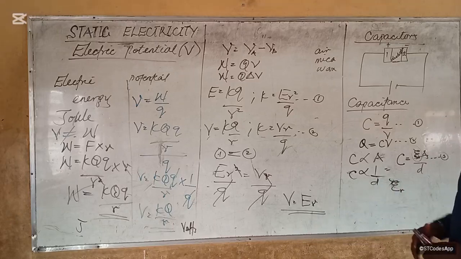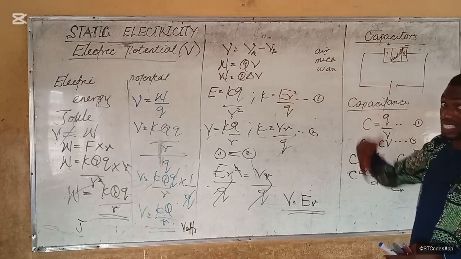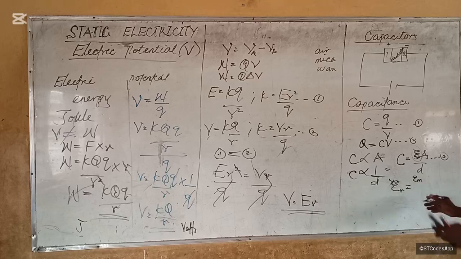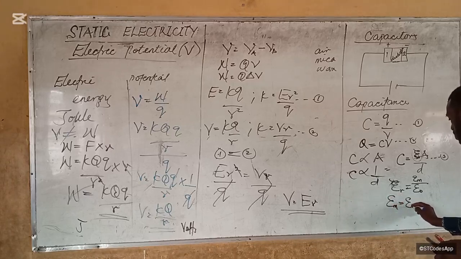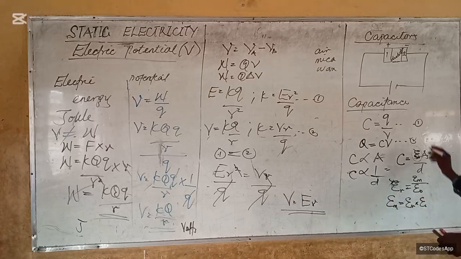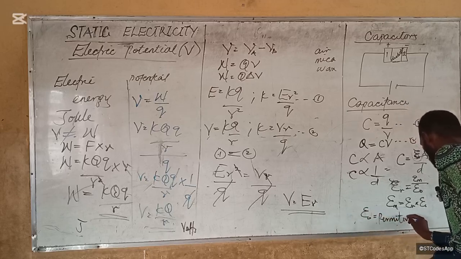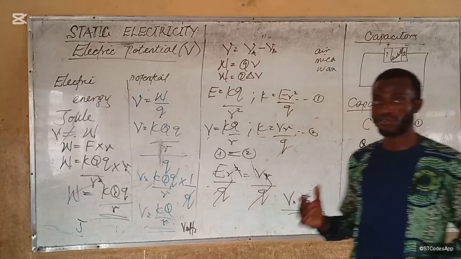When you say something is relative, you compare the permittivity of that thing to a standard permittivity. So the relative permittivity is the permittivity of that medium or material over the permittivity of free space. The permittivity of free space is epsilon naught. So the permittivity of a medium is the relative permittivity times the permittivity of free space. Epsilon naught is the permittivity of free space, or vacuum.